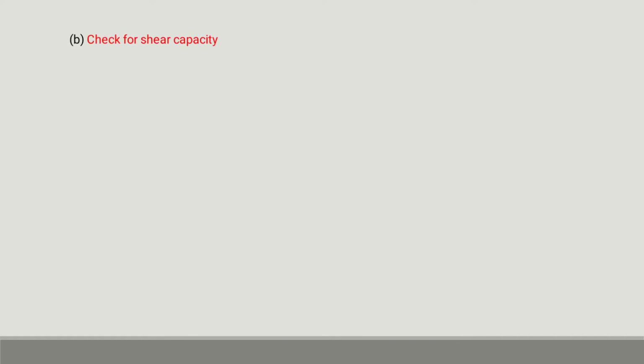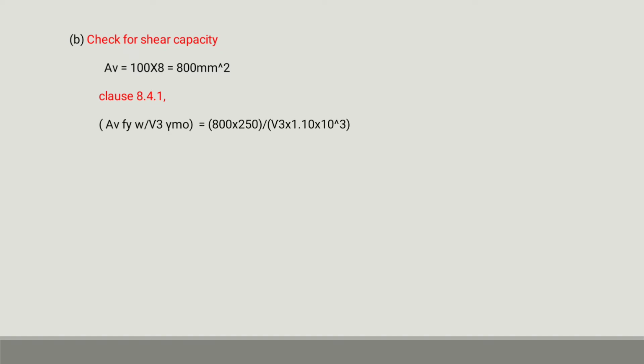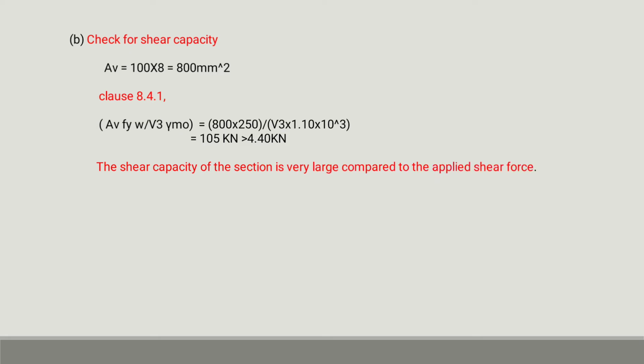Then check for the shear capacity. AV is equal to 100 into 8, equal to 800 mm square. Clause 8.4.1: V is equal to AV into Fyw divided by root 3 into gamma M0. This formula is in our code book. You know all the values, so apply the values and find the V value. So 105 kilonewton is greater than 4.4 kilonewton, hence safe. The shear capacity of the section is very large compared to the applied shear force.